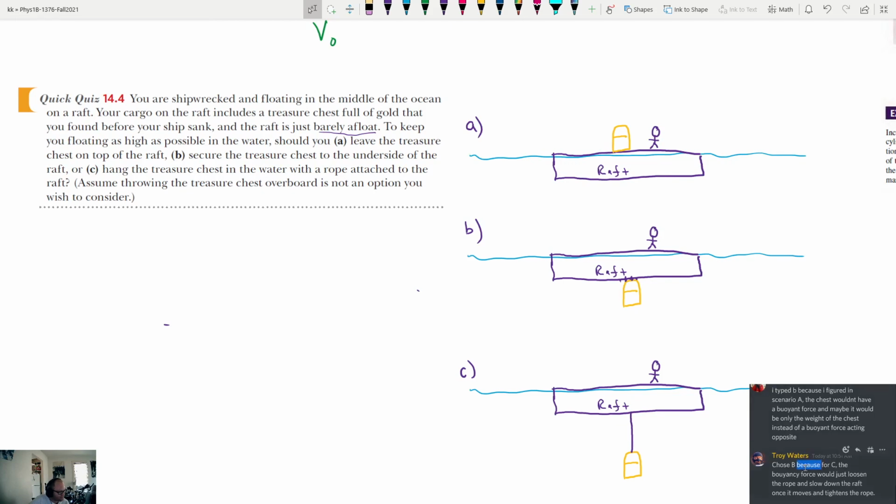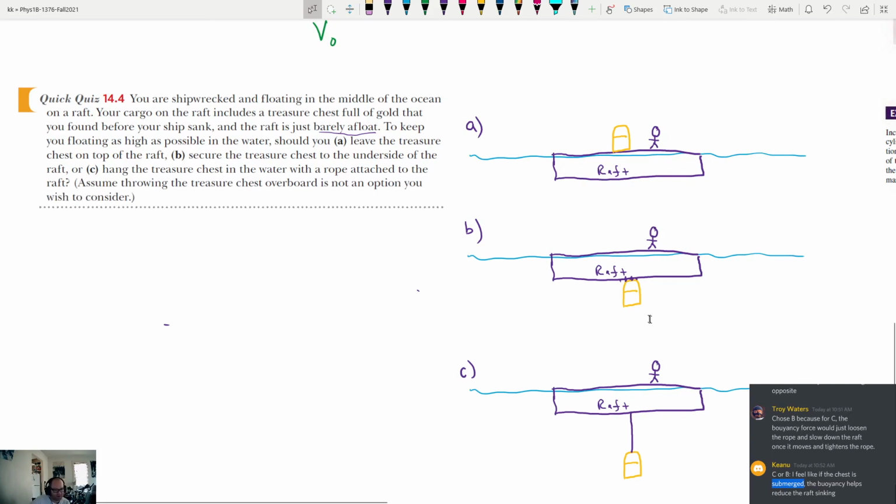And then Troy says he chose B because for C, the buoyant force would just loosen the rope and slow down the raft once it moves and tightens the rope. Keanu says C or B. I feel like the chest is submerged. The buoyant force helps reduce the raft sinking. Okay. So both Keanu and Astrolover, you both have hit upon the main ideas that matter. And Christian, you're really close.